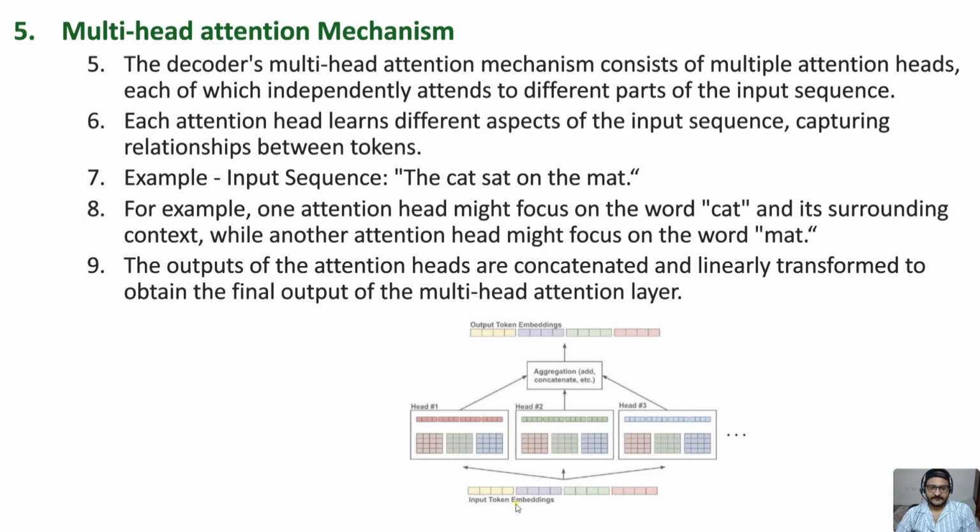You can see we have provided some kind of input sentence here, and input tokens, or any sentence basically. So each head will focus on a particular part of that sentence or a token, and it will provide the output to the next layer. That's how multi-head attention mechanisms work in a decoder model.